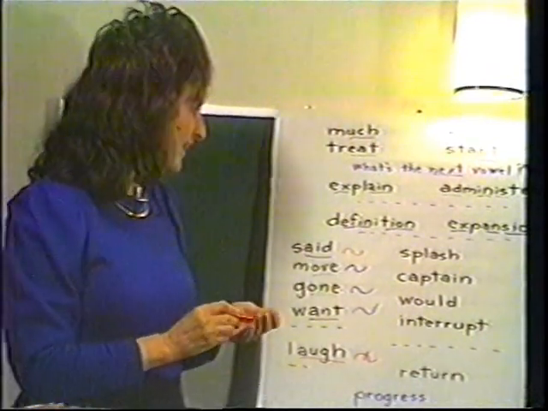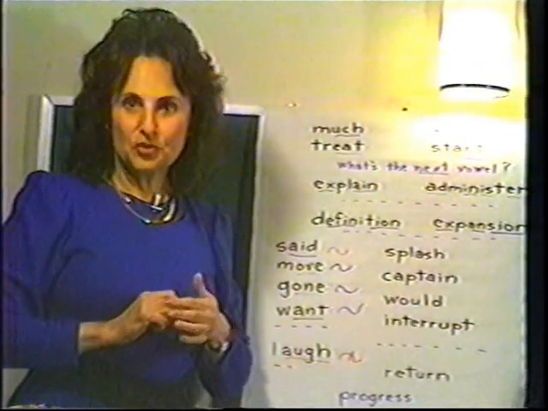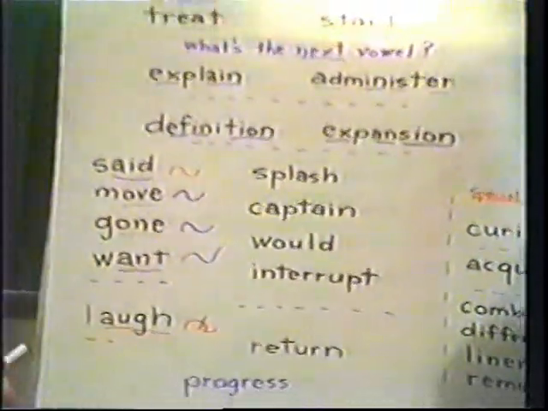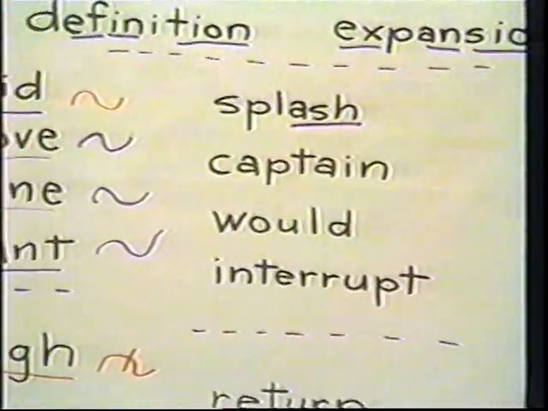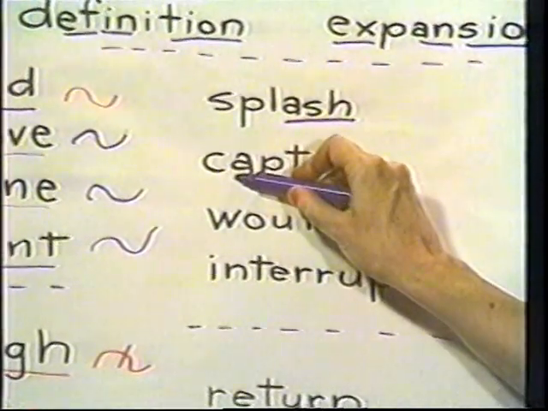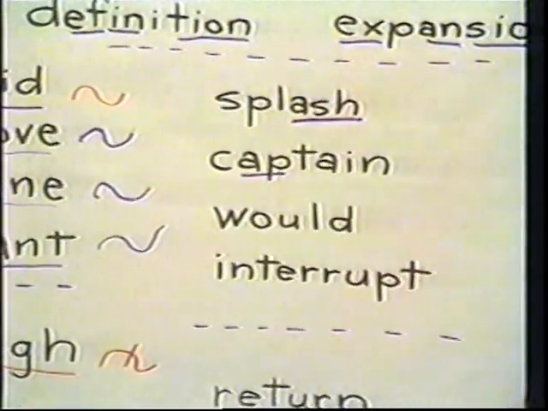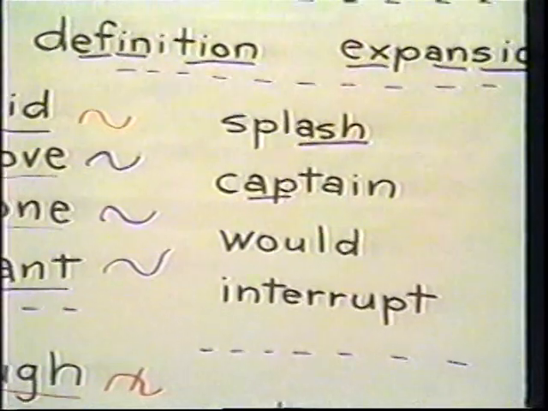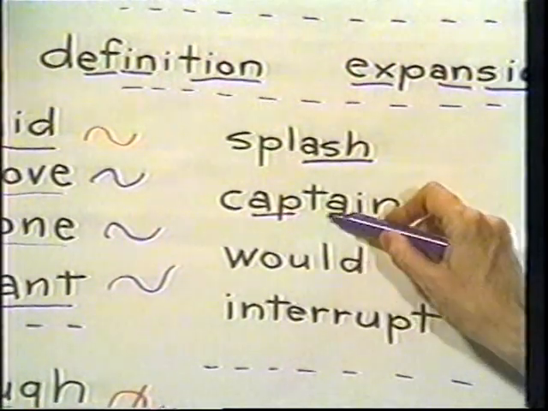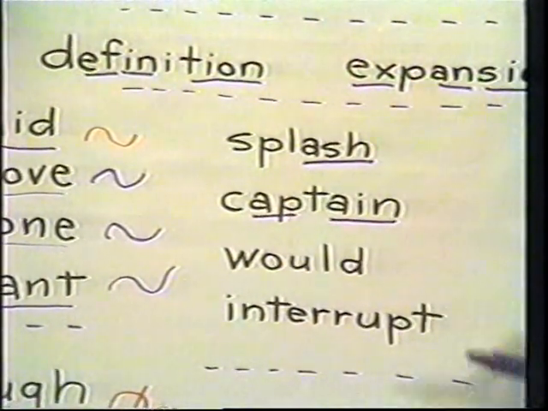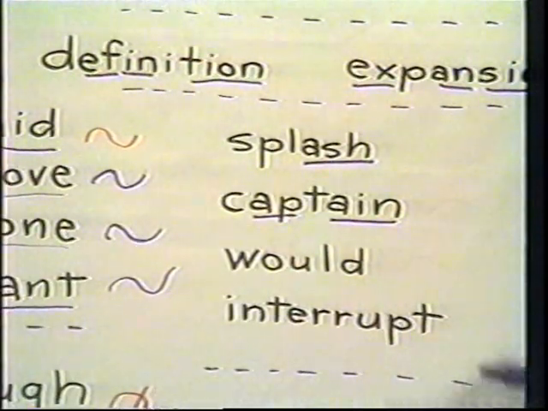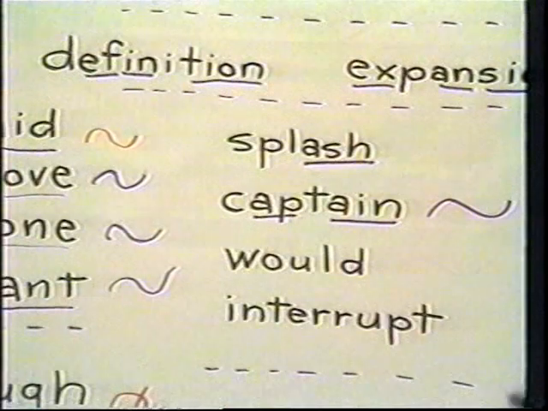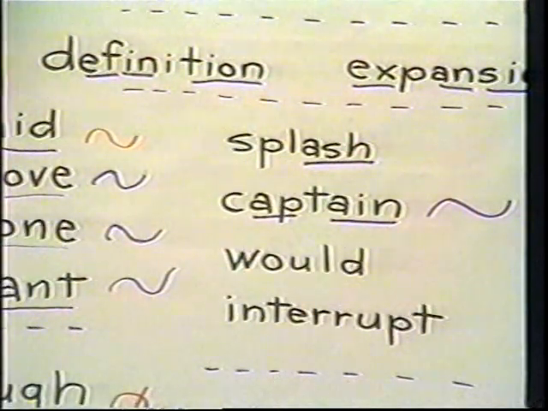Now, before we go on, let's try a few more words with this uniform approach. What's the first vowel? A. Underline A-S-H. What's the family? Ash. What's the word? Splash. What's the first vowel? A. Underline A-P. What's the family? App. Add C. Cap. What's the next vowel? A. Underline A-I-N. What's the family? Ain. Add T. Tane. What's the word? Captain. Twister. Very good. He is the captain of the ship. Captain. Good.